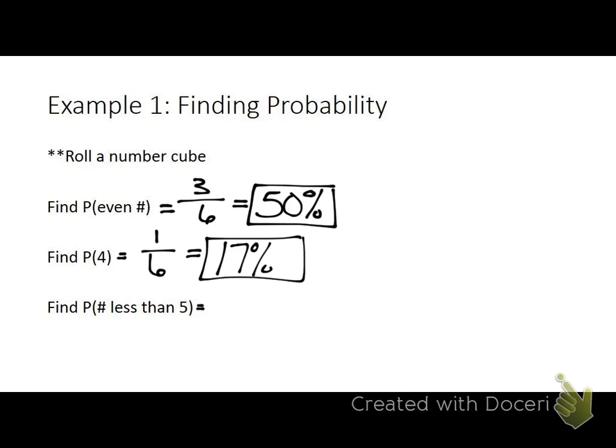17%. All right, now how many are less than 5? 4, very good. 4 over 6, which is 67%. Again, you've got to make sure you round correctly. 0.6666, you round that 6 up to a 7. All right. So any questions on finding theoretical probability?